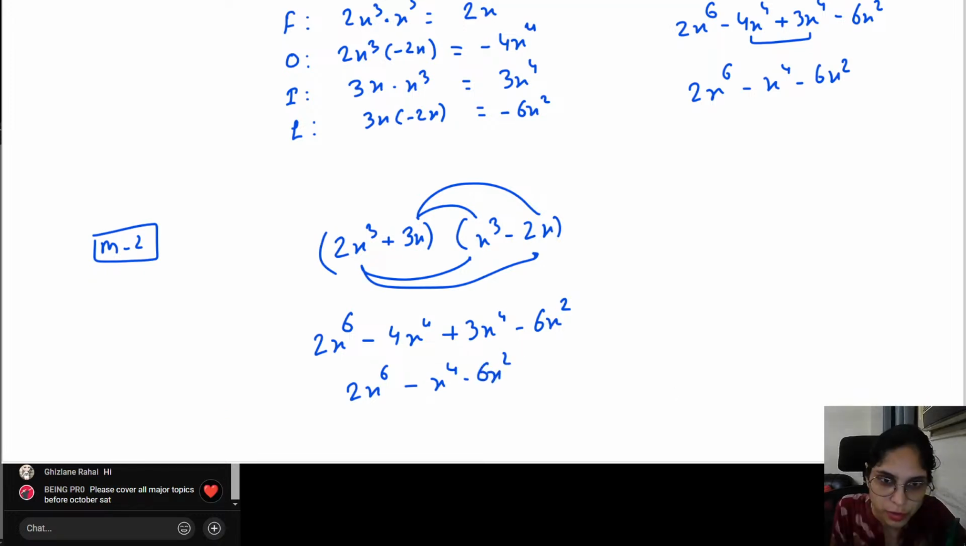That's the only thing. Also remember, I always endorse, please cover all the major topics before October SAT. Being pro, yeah, I'm trying being pro. That is why I started with equivalent expressions, because advanced math is an important topic in SAT. So I'm trying to do that. And that is why I'm doing all 79 questions in one go. I don't know how much time it will take, but yeah, I'm trying.